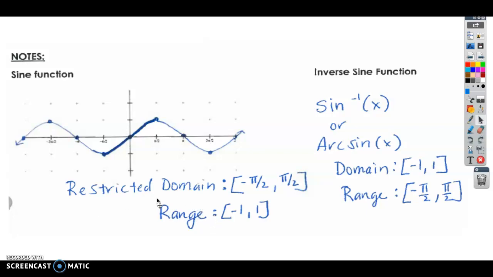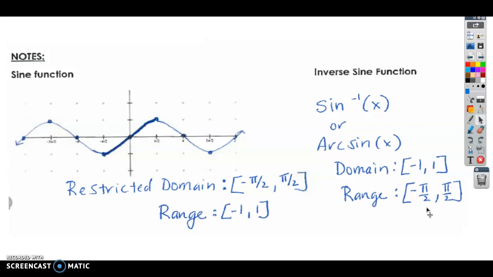So the restricted domain in the original function is from negative pi over 2 to pi over 2 in this dark area here for that function. And so we write the inverse function, the inverse sine function, as, and you might see it either one of these ways. This year we'll probably see it more as sine with a -1, from geometry, but you will start to see it more and more frequently written as the arc sine, and that is the exact same function. But for the inverse, the domain and the range are switched.